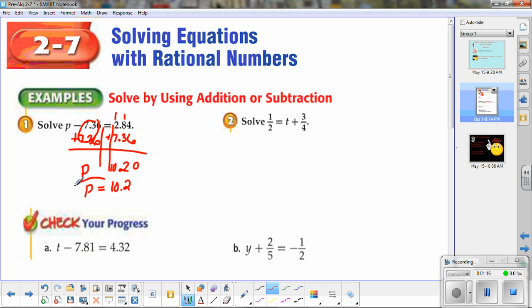Don't forget, you can always check your work by plugging your answer back into the problem. If we put 10 and 2 tenths here in place of p, 10 and 2 tenths minus 7 and 36 hundredths should equal 2 and 84 hundredths.